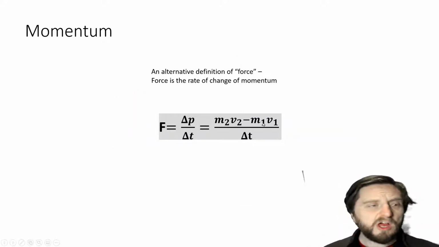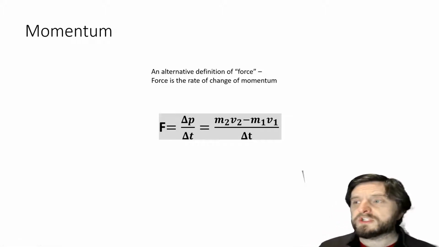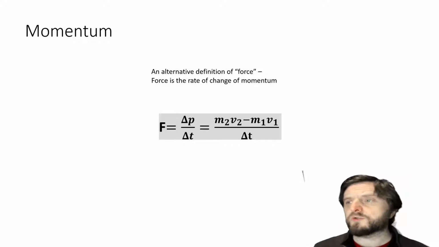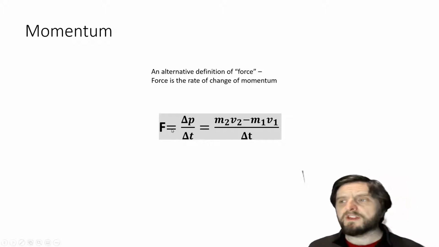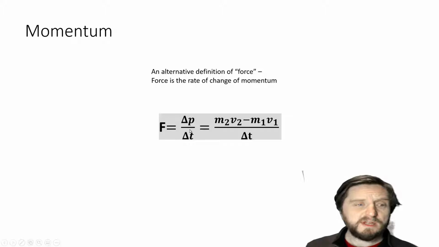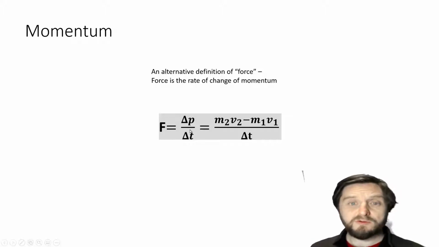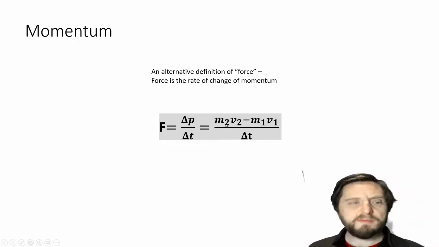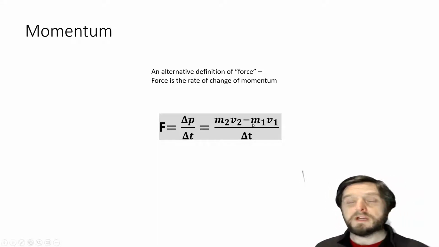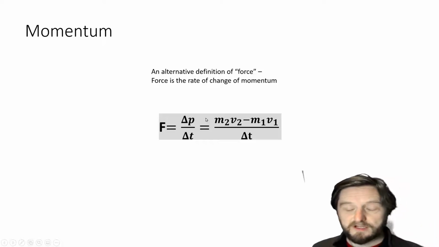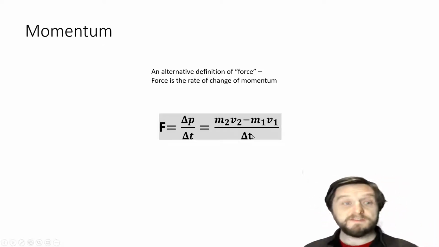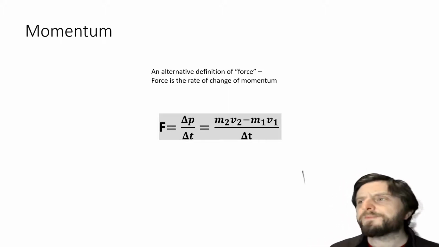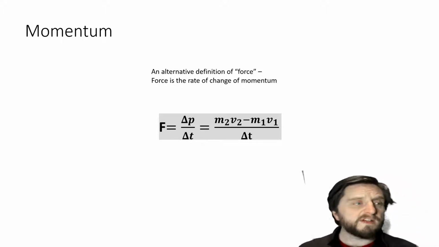So an almost alternative definition of force is that it is the rate of change of the momentum of an object. If we look at it like that, the force equals the change in the momentum divided by the amount of time that change in momentum took. So we could say mass times velocity final minus mass times velocity initial, divided by the amount of time it took that change to take place, would give us the average force.